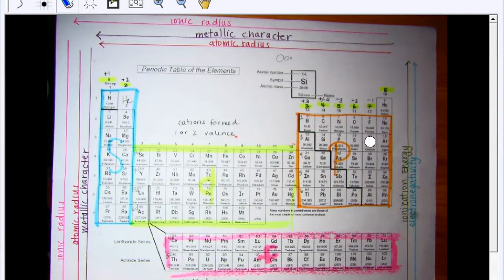So chlorine is less metallic than silicon. That's further to the right. So your metallic character increases to the left and down. The most metallic thing you have is francium. The least metallic thing you have is helium. Make sure you label your periodic table. We're going to see all these different arrows. We'll be adding to our periodic table as we go through each of these trends.